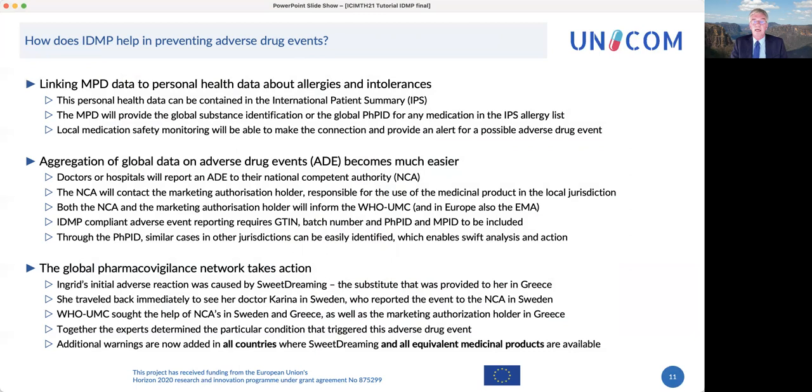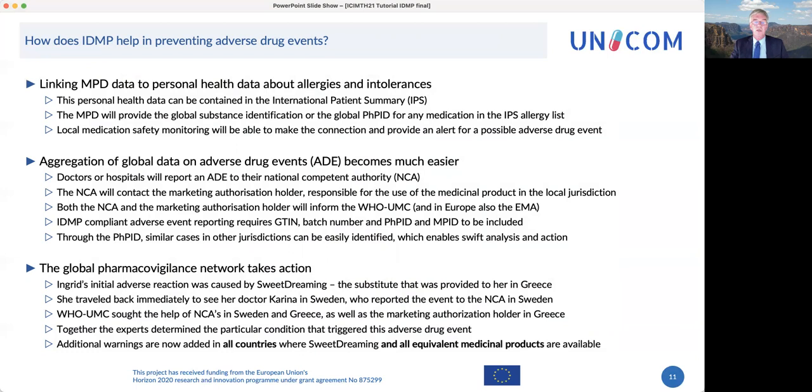to personal health data. So your health data about allergies and intolerances, but also medication interactions could be included as well. And that type of personal health data is actually contained in what was commonly called the International Patient Summary. It's the IPS. And the MPD will provide, of course, the substance identification and the global PHP ID for all the medication in the IPS list and also in the IPS allergy list. So what are the substances that I'm allergic to or that I'm intolerant for?